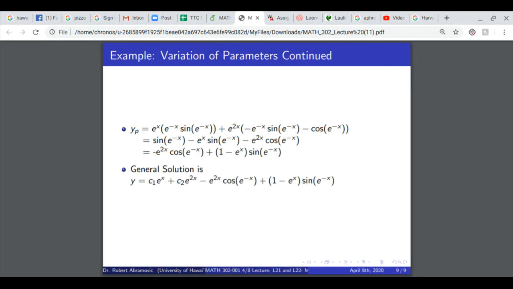c1 e to the x plus c2 e to the 2x minus e to the 2x cosine of e to the minus x plus 1 minus e to the x times sine of e to the minus x. So again, all that was just plugging in this particular solution, same as always. Once you get a particular solution, tack it on at the end of the general solution.